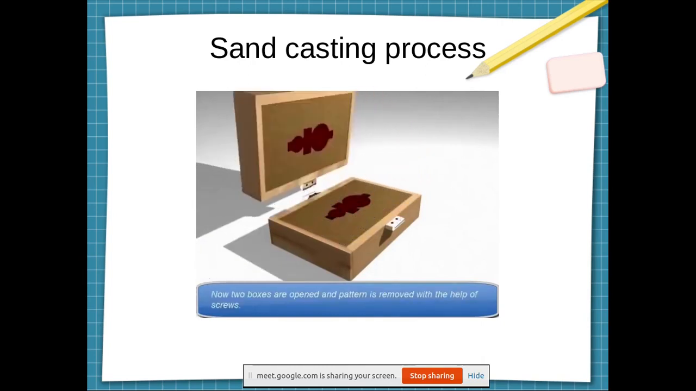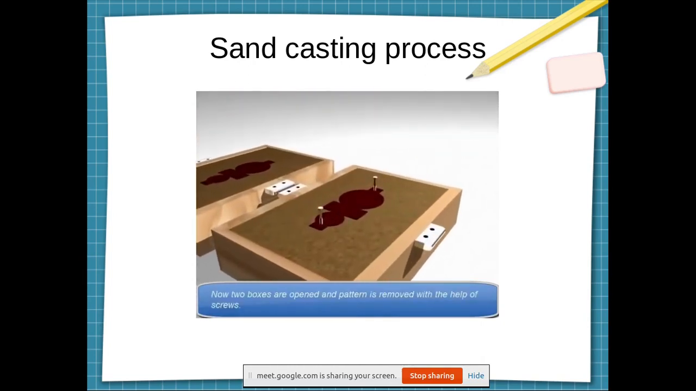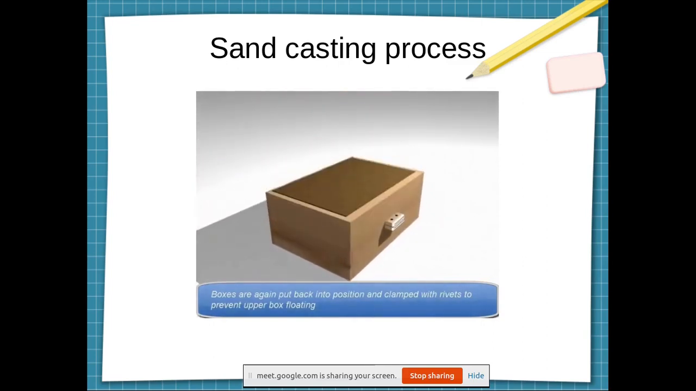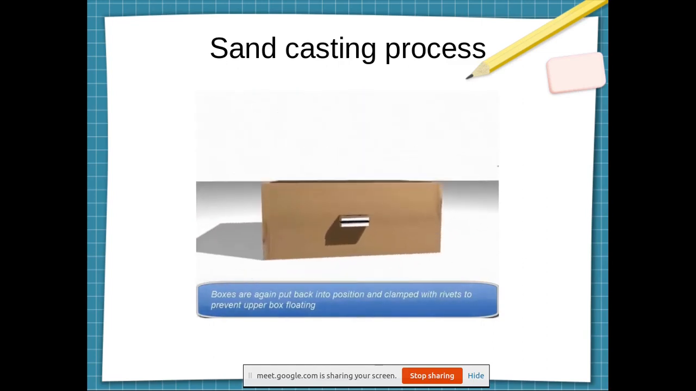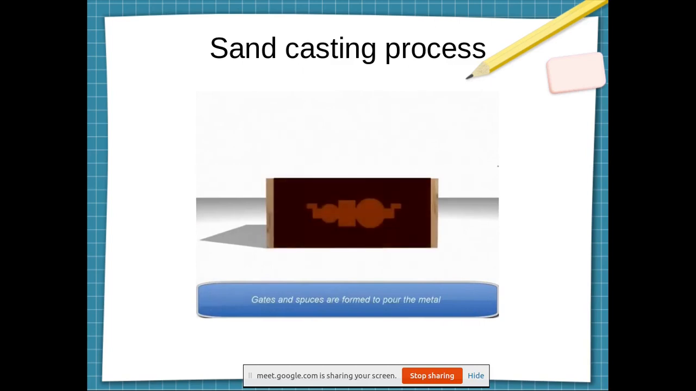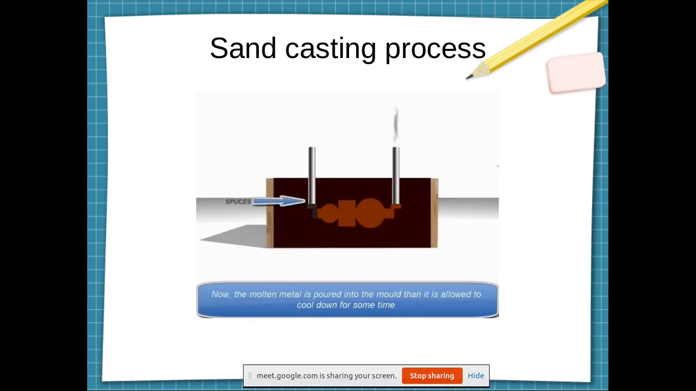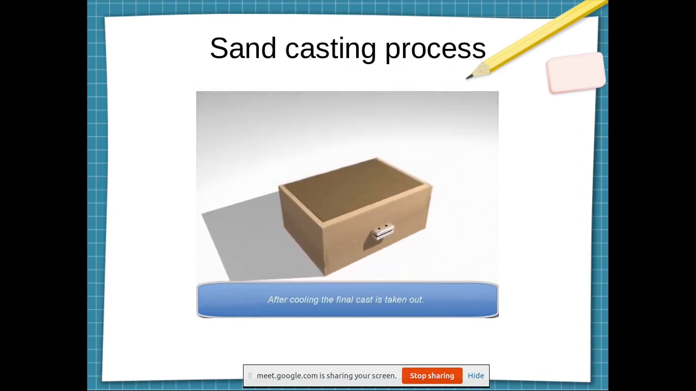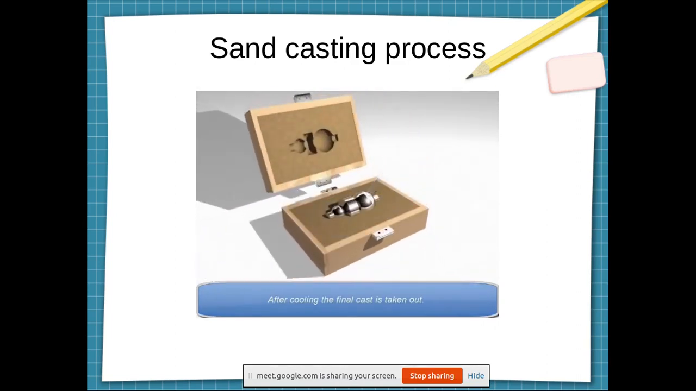Now two boxes are opened and pattern is removed with the help of screws. Boxes are again put back into position and clamped with the rivets to prevent upper box floating. Gates and spruces are formed to pour the metal. Now, the molten metal is poured into the mold. Then, it is allowed to cool down for some time. After cooling, the final cast is taken out.